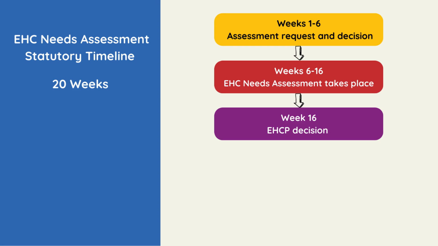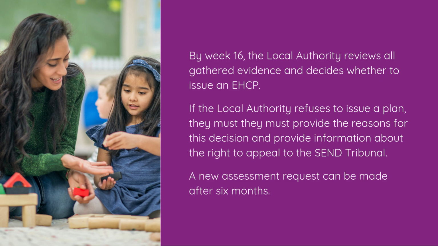Week 16, EHCP decision. By week 16, the local authority reviews all gathered evidence and decides whether to issue an EHCP. If the local authority refuses to issue a plan, they must provide the reasons for this decision and provide information about their right to appeal to the SEND tribunal. A new assessment request can be made after 6 months.